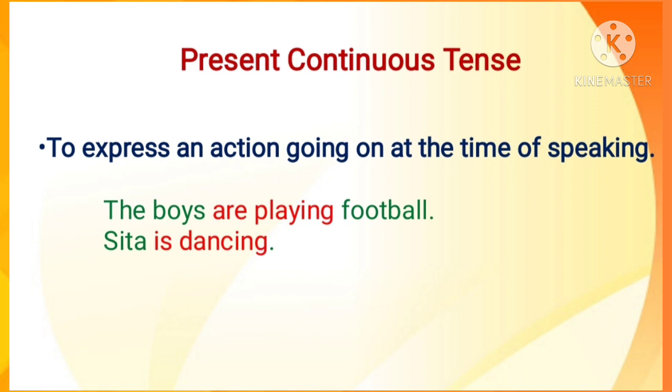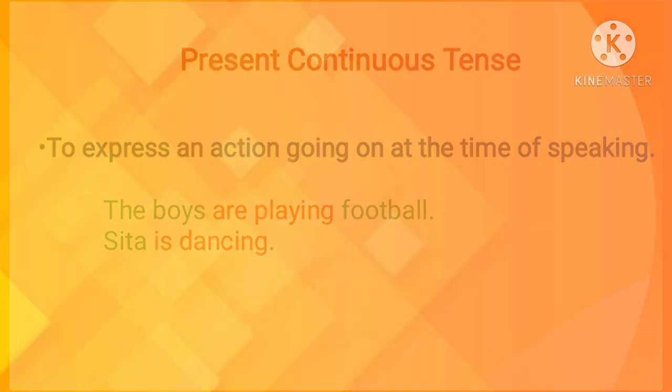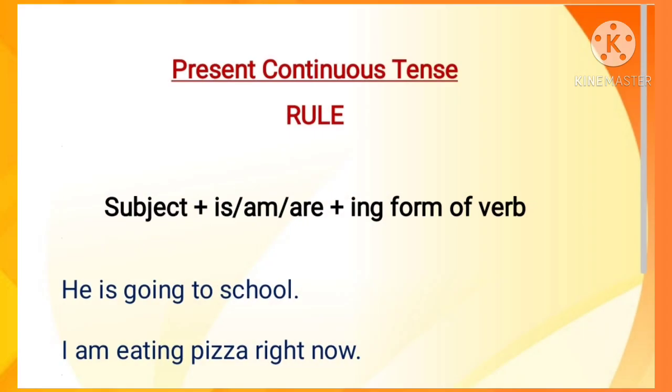Sita is dancing. At the time of speaking also, that action, dancing, is going on. That is why we are using present continuous tense. Now let us study the rule to form a sentence in present continuous tense. So the rule is subject plus is or am or are plus ing form of the verb plus other words. That is the rule. Subject plus is or am or are.